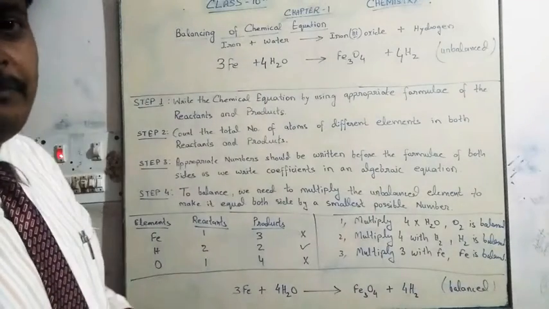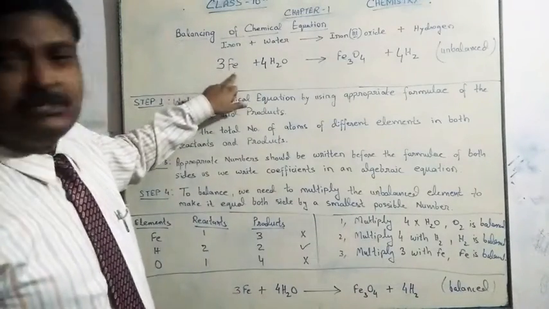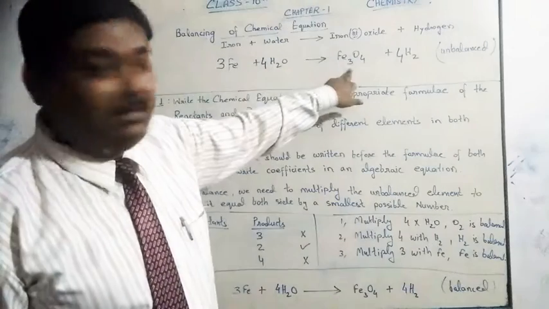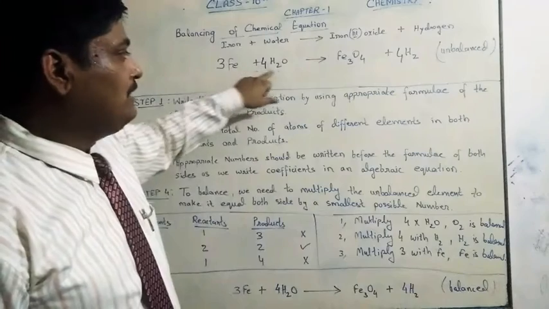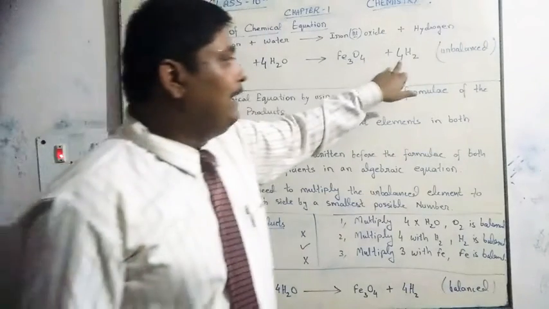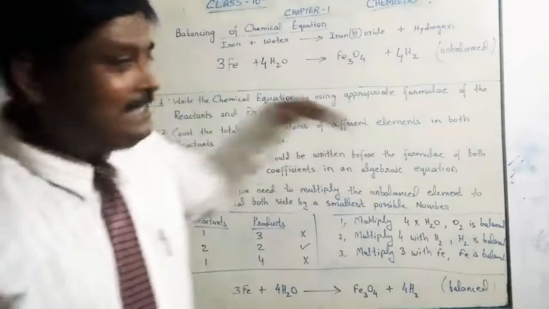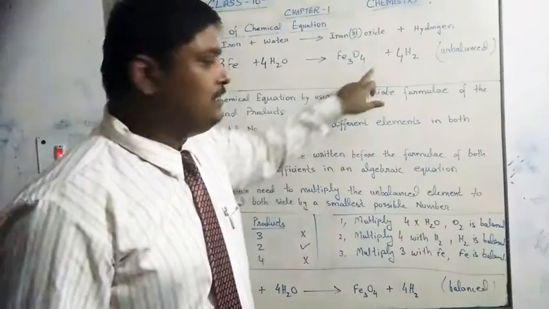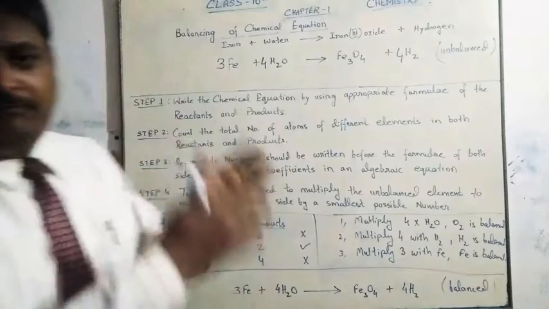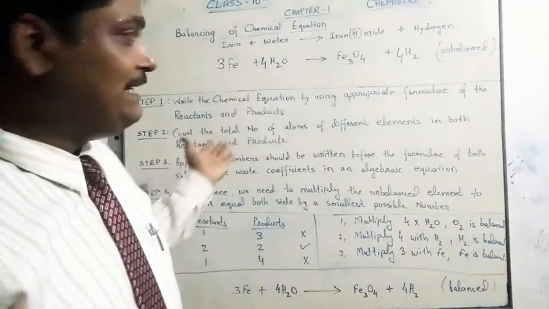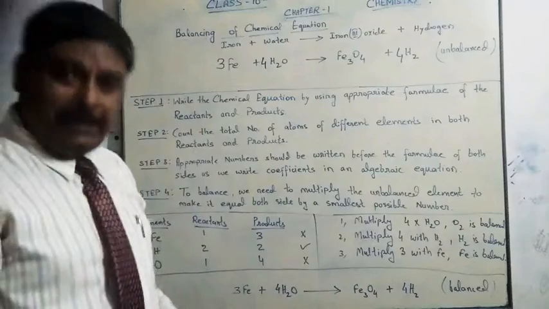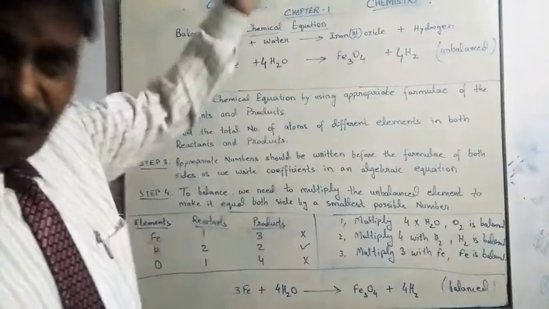Now again check from the beginning. Iron is 3 in number, here also iron is 3 in number. Hydrogen is 4 times 2, that is 8, and hydrogen is also 4 times 2, that is 8, on both the sides. Oxygen is 4, here also oxygen is 4. So the number of elements on both the sides, reactants as well as product, are the same. Clear? We will again refresh from the beginning.